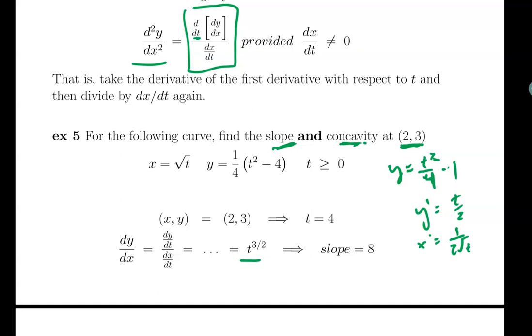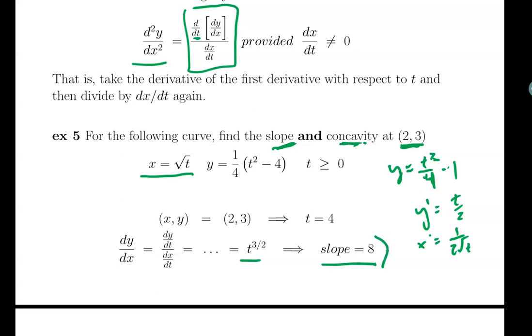So you put one over the other and simplify, and then you'll get that. So that's our first derivative. How do I know the slope is 8? Well, because if x is 2, that makes t 4. Okay, and you can use y also, it doesn't matter. If y is 3, t is still going to be 4. So that gives us the slope.